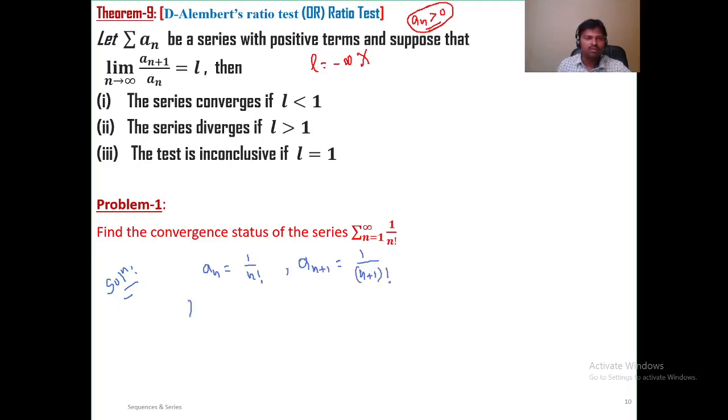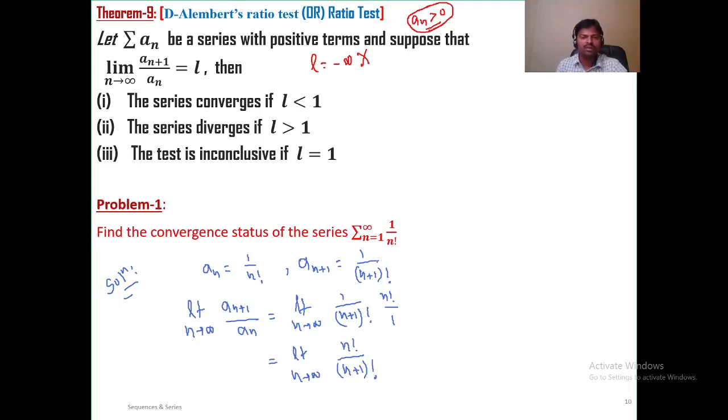Now, next what do you want? The limit as n tends to infinity, the ratio value I want, right? An plus 1 by an by the theorem. This value I want. So limit n tends to infinity, an plus 1, that means 1 by n plus 1 factorial. Now what is an? 1 by n factorial, that means n factorial by 1. So therefore limit n tends to infinity, n factorial by n plus 1 factorial. Now simplify the denominator. What do you get if you simplify the denominator?